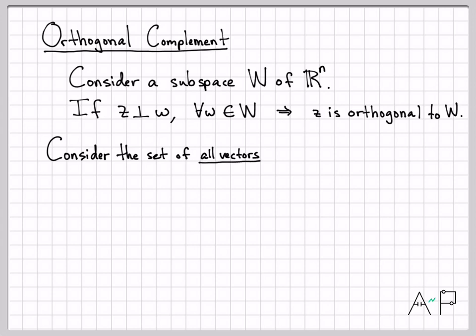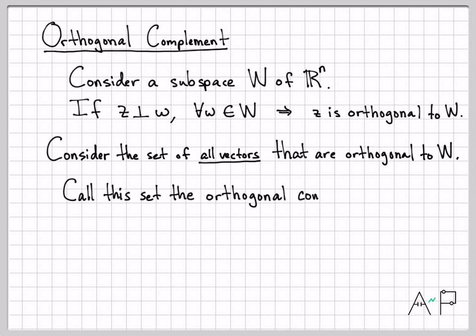So let's do this. We have a single z that is orthogonal to W. Let's find all of the vectors z that are orthogonal to W. So maybe there's a z1, a z2, a z3. Grab all of these vectors. Each one of those vectors is orthogonal to every single element of the subspace W. That entire set of vectors we call the orthogonal complement of W. So the orthogonal complement of a subspace is another collection of vectors, and it has the property that every single thing in the orthogonal complement is orthogonal to every single thing in W.